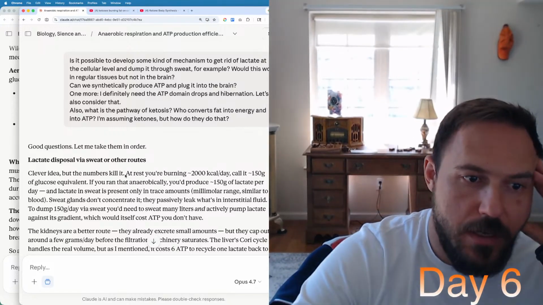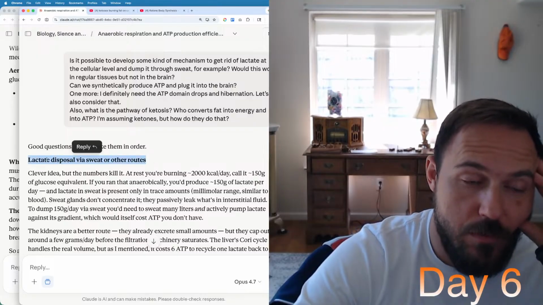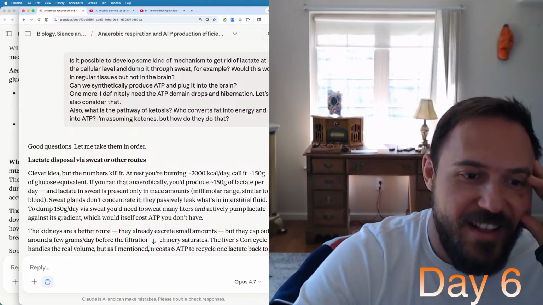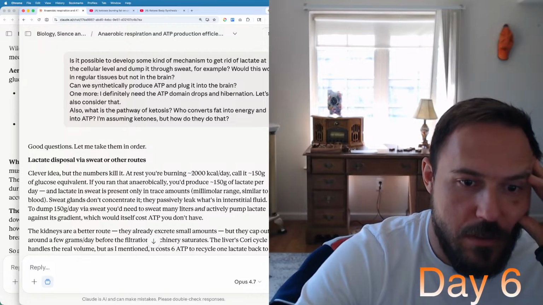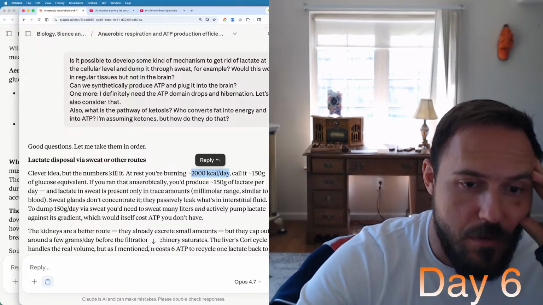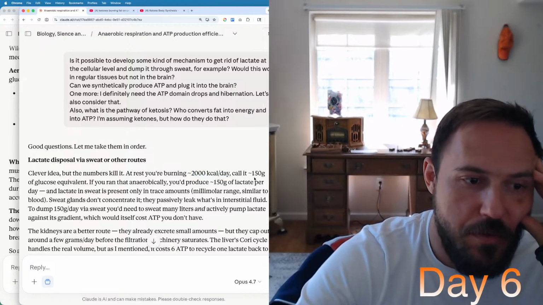Lactate disposal via sweat or other routes, like we do disposal of acetone in ketosis, right? Clever idea, but the numbers kill it. At rest, you're burning 2000 kilocalories per day. Call it 150 grams of glucose equivalent. If you ran that anaerobically, you'd produce 150 grams of lactate per day. And lactate in sweat is present only in trace amounts.